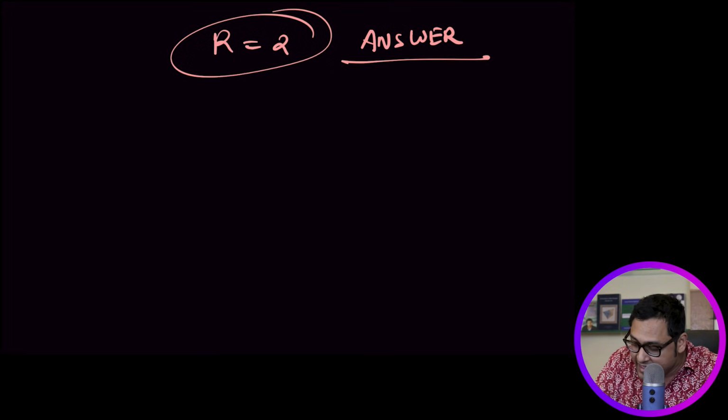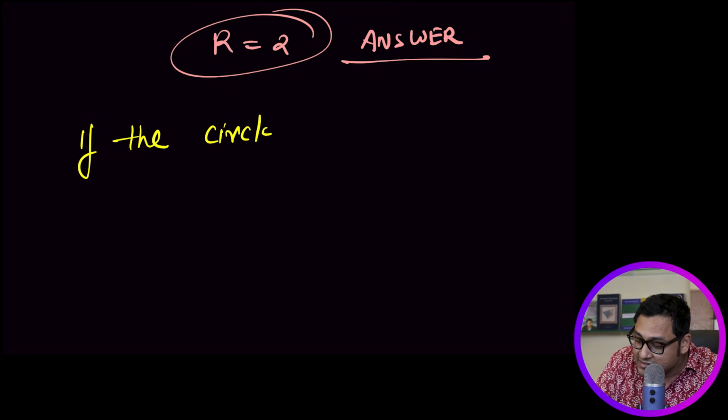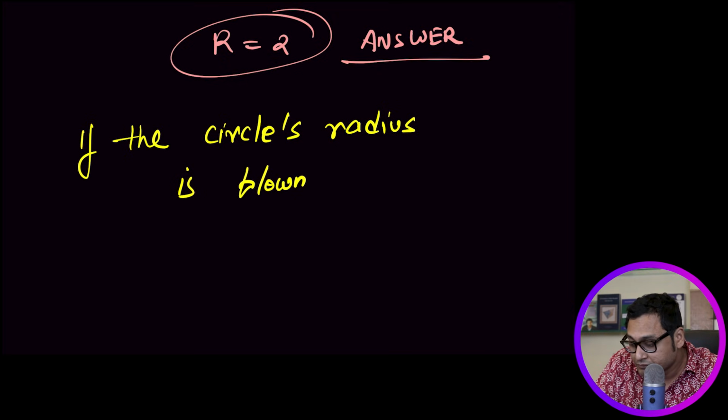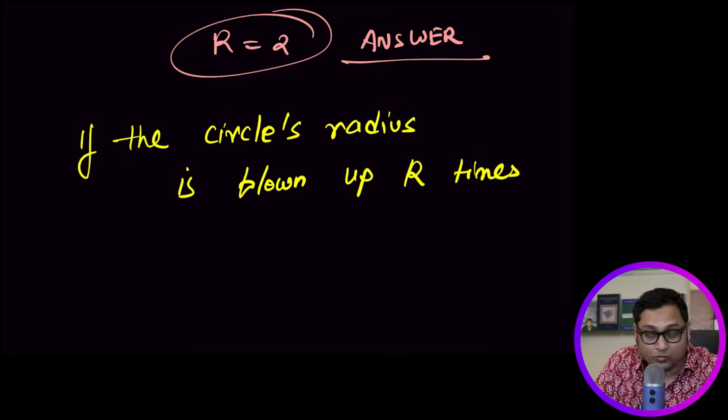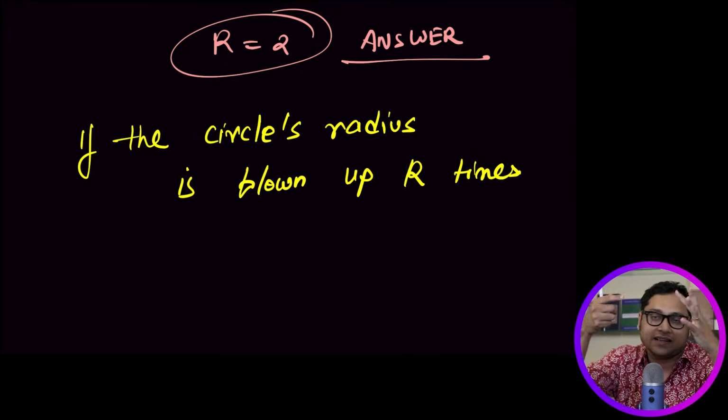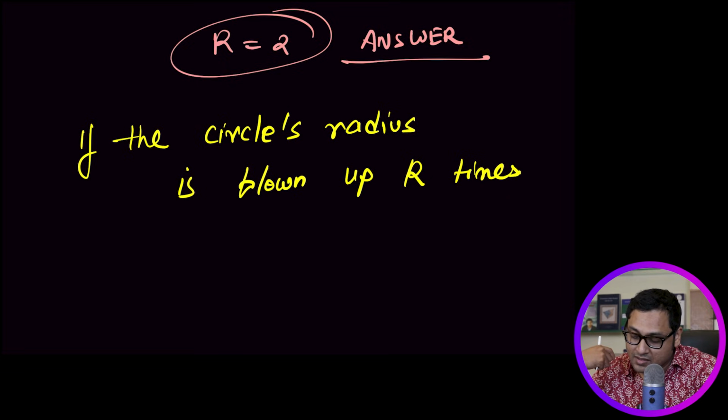So the circle gets blown up, which means basically the radius is getting blown up. Radius was 1, it got blown up r times. What happens to the area? How much the area increases? That's the thing that we have to think about. So let me write it down so that it's clear. If the circle's radius is blown up r times, which is from 1 to r times 1 is r, then how much would the area get blown up?